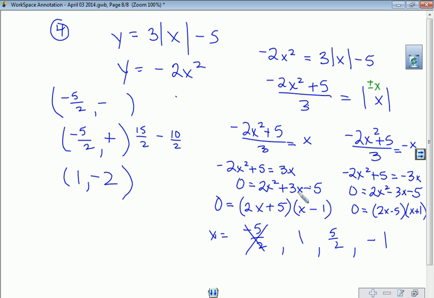Okay? Plug in 5 halves. Do you guys see that when I plug in 5 halves, the exact same thing's about to happen? Because this becomes positive, and when I squared the last time it became positive. So I'm going to get a negative here and a positive here. So doesn't 5 halves work? No. Okay? What about negative 1? Okay, when I plug in negative 1, what do you get out? Negative 2. And that one works.